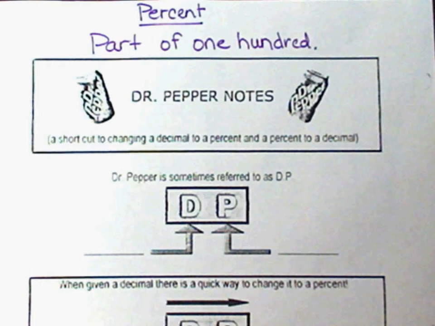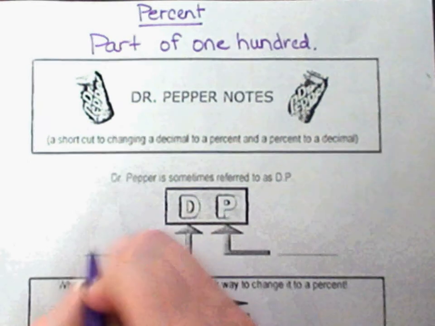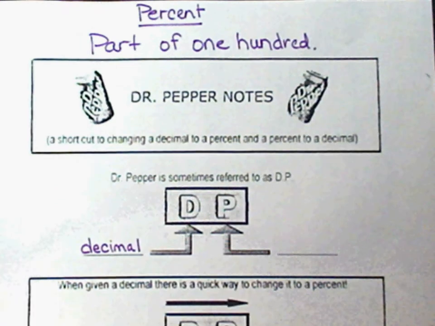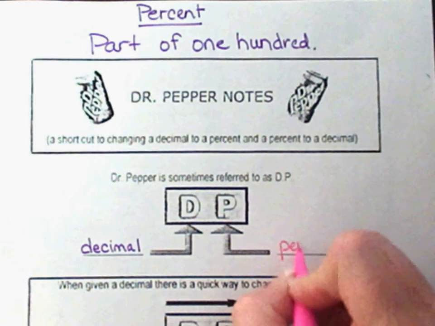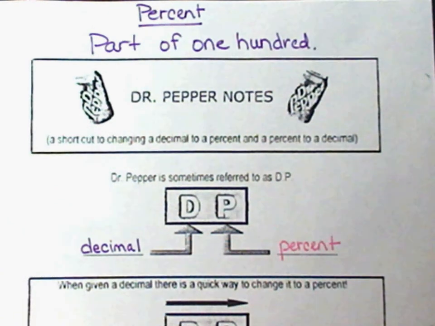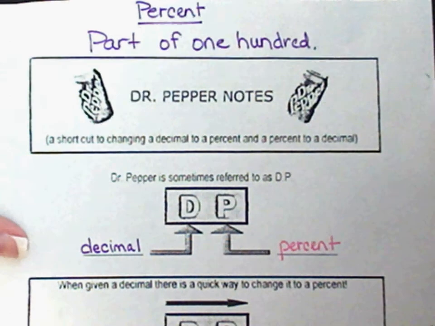Percent. Percent means part of 100. We are going to use Dr. Pepper as a shortcut to help us change from a decimal to a percent or a percent to a decimal. Dr. Pepper is sometimes referred to as DP, so that's what we're going to use as DP. In this case, D is going to stand for decimal, and P is going to be our percent.